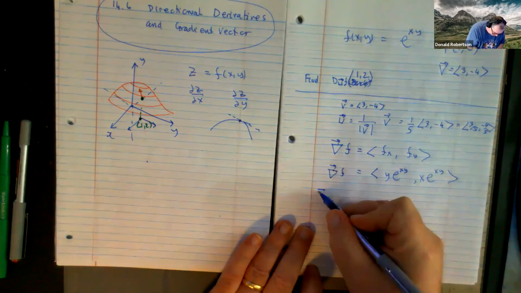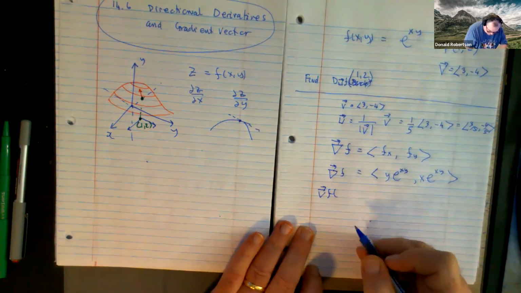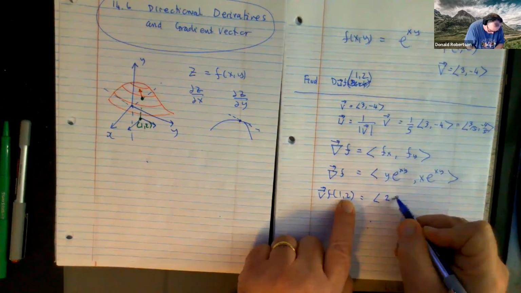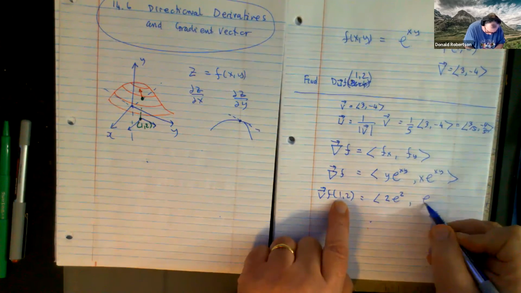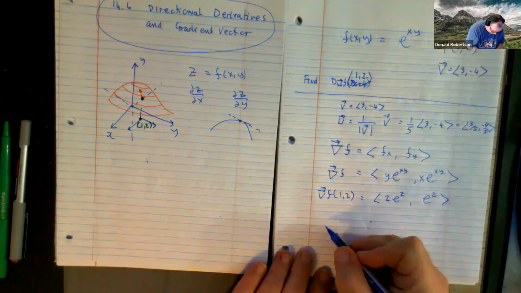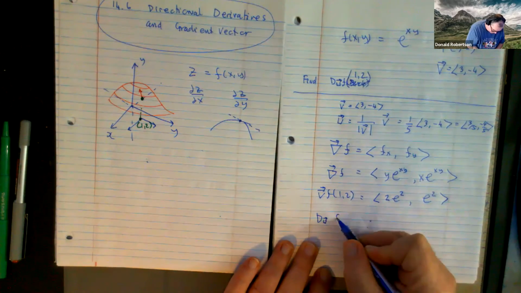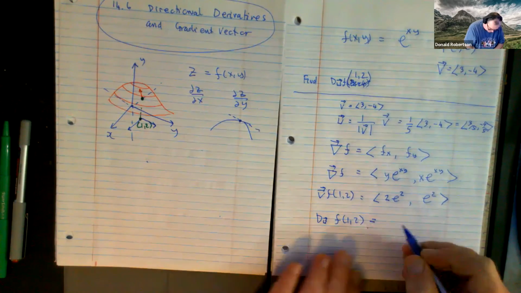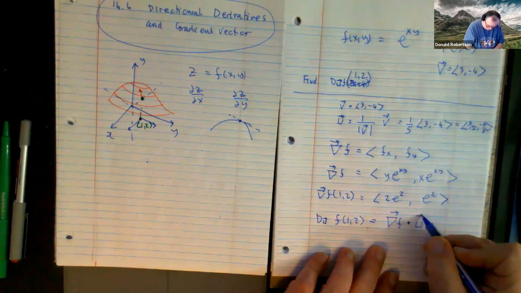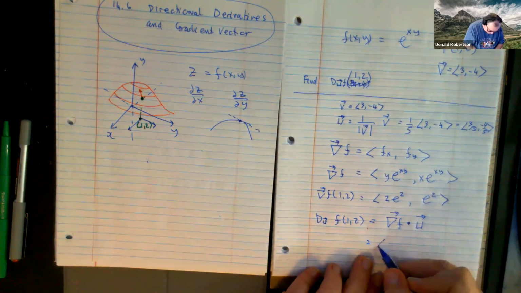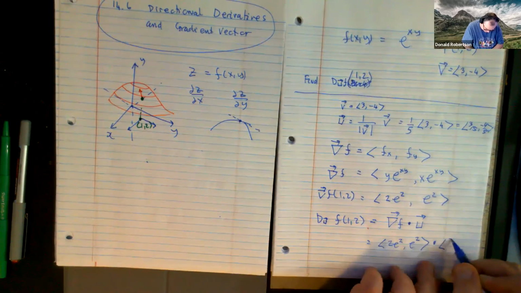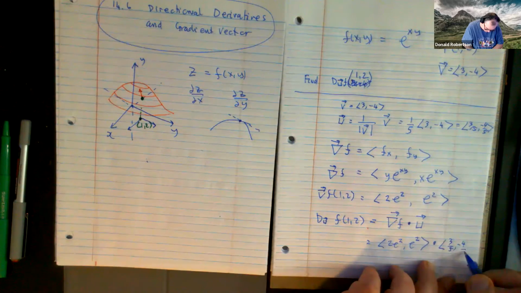And let's evaluate the gradient function at the point 1, 2. So this one would be 2e squared, and this one would be 1e squared. Are we comfortable with those two guys? Right. So the directional derivative at the point 1, 2 is going to be the gradient vector dot product with the unit vector. So it's going to be 2e squared, e squared, dot product with 3/5, negative 4/5.